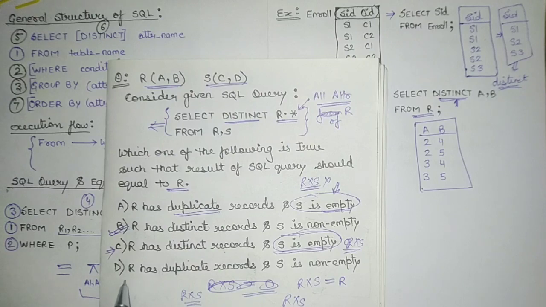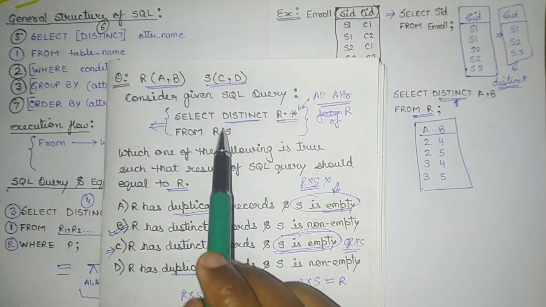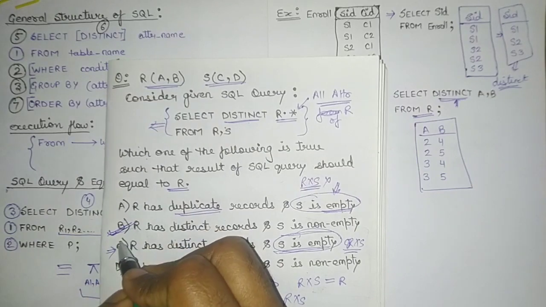Now let's go with the D option. Here S is non-empty, but R has some duplicate records. Here we are having duplicate records and there we are having distinct records. That means it also cannot be possible. So there is one possibility, B, right?